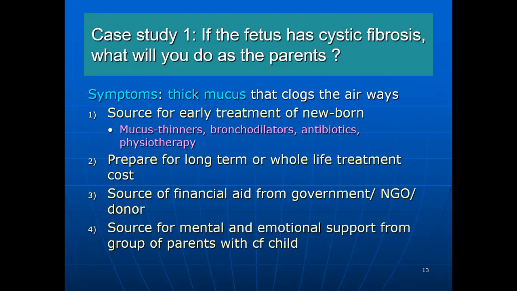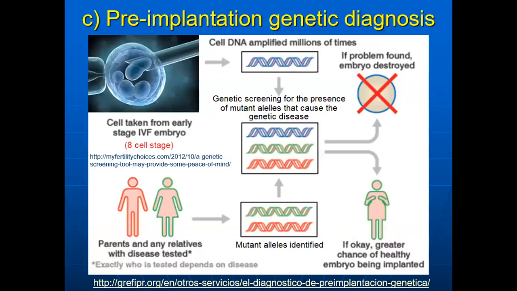Okay. And also you need to source for mental support and emotional support from a group of parents with cystic fibrosis children. So they come and support one another, how they face the challenge, how they overcome it. Okay, so you got this group. So you have to start to look for this kind of support, financial, emotional, mental. Okay. So that group of people that will get this genetic screening is actually the embryo for IVF.